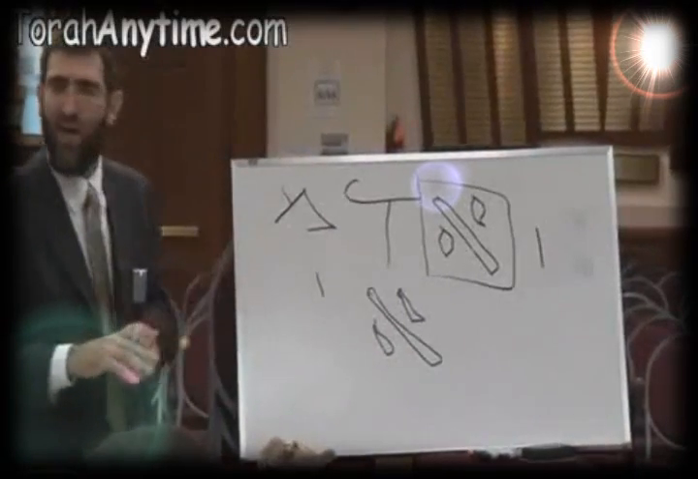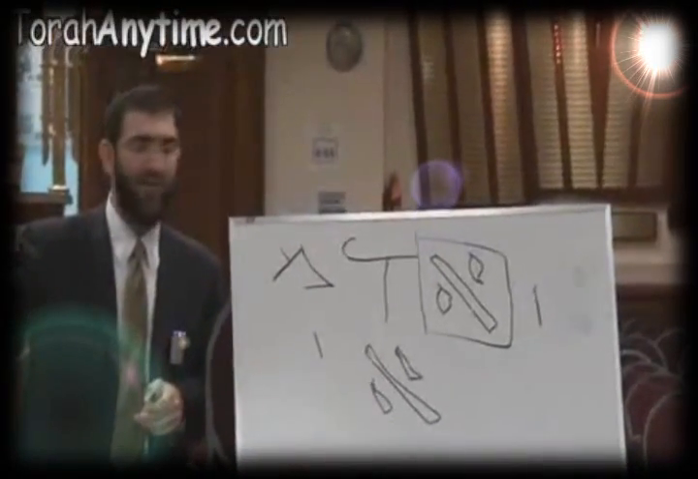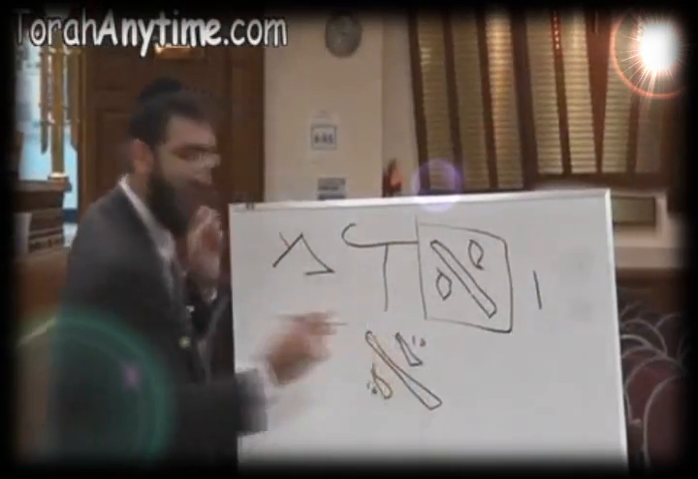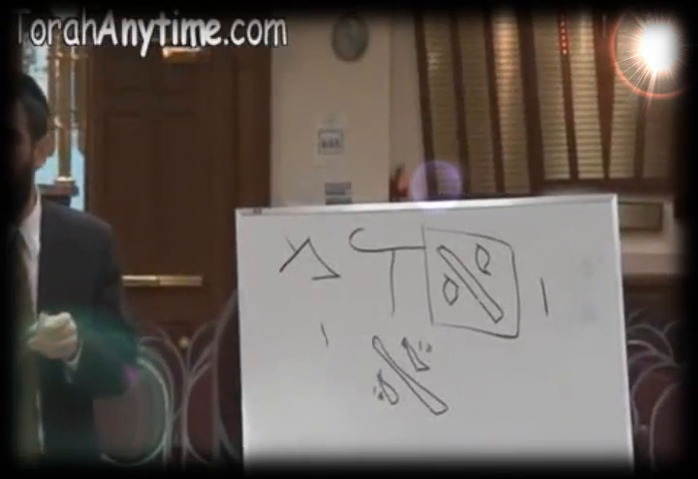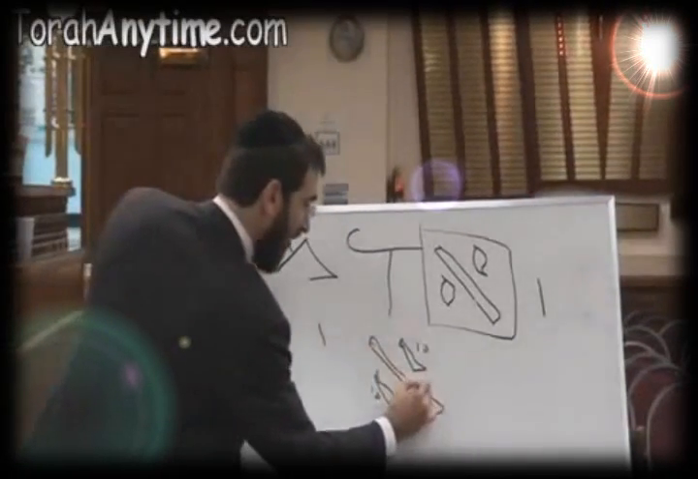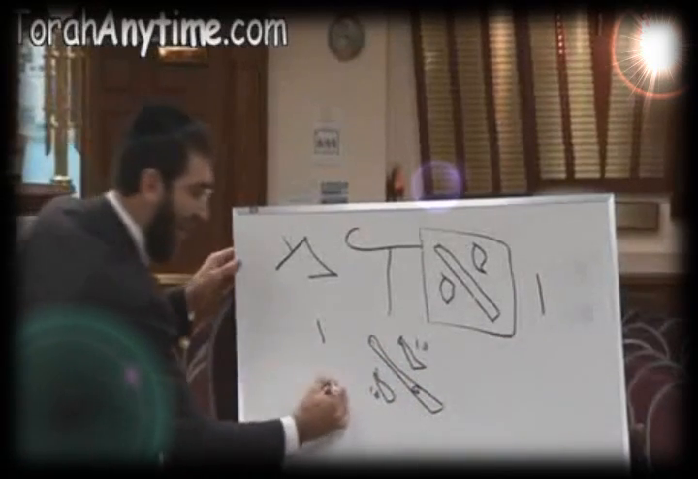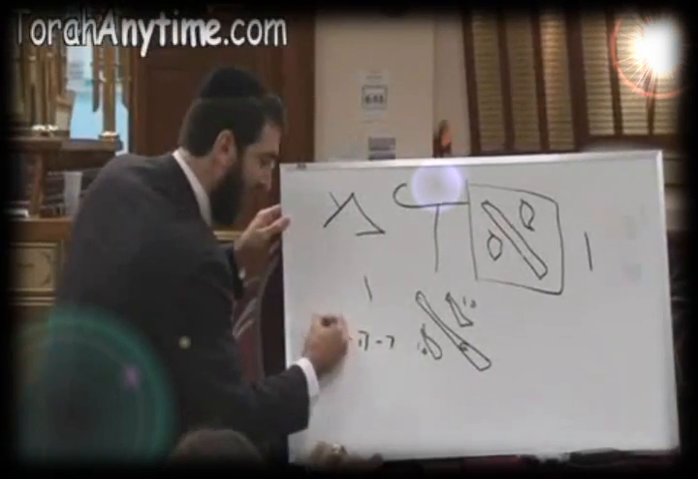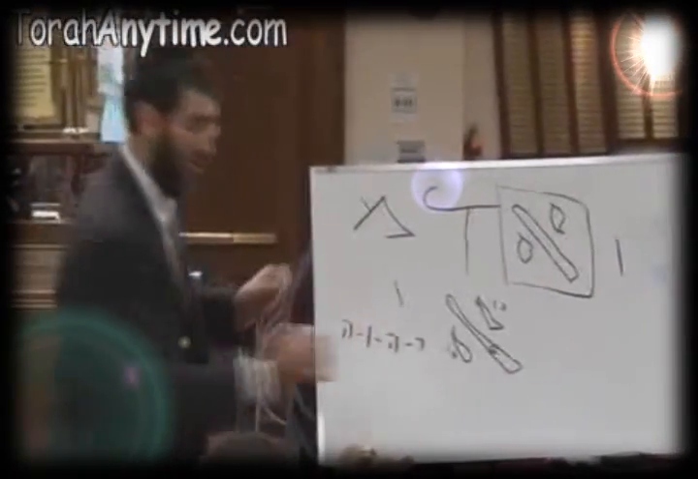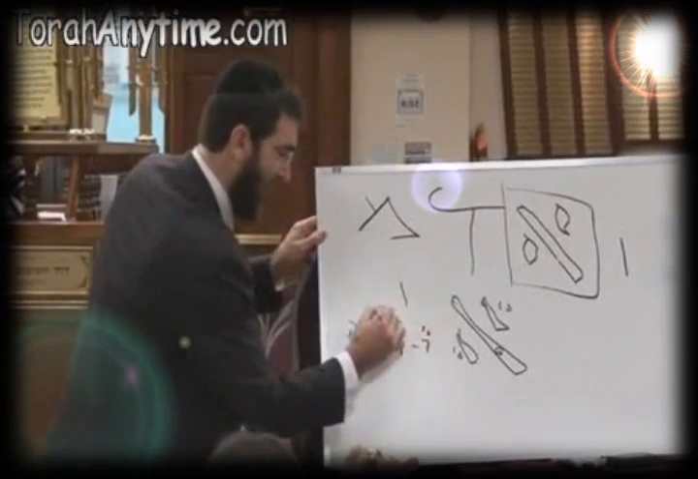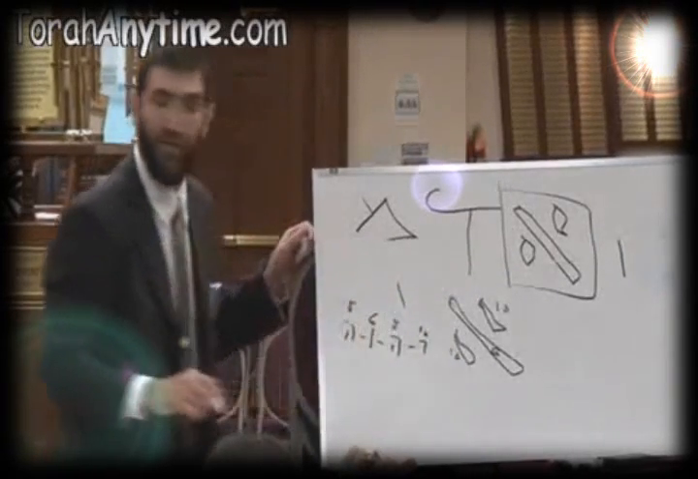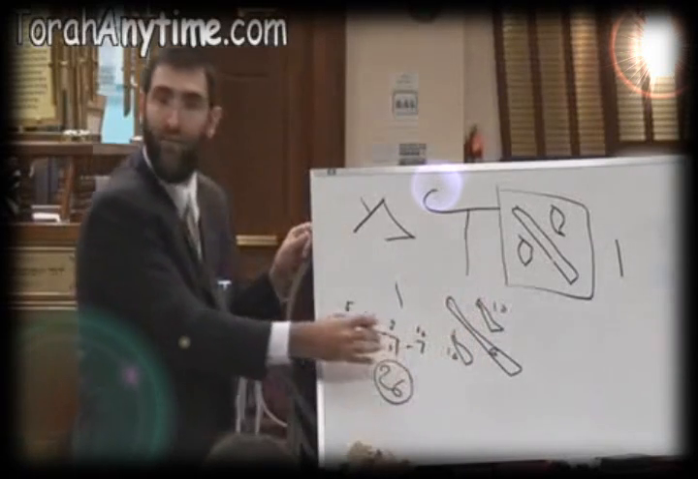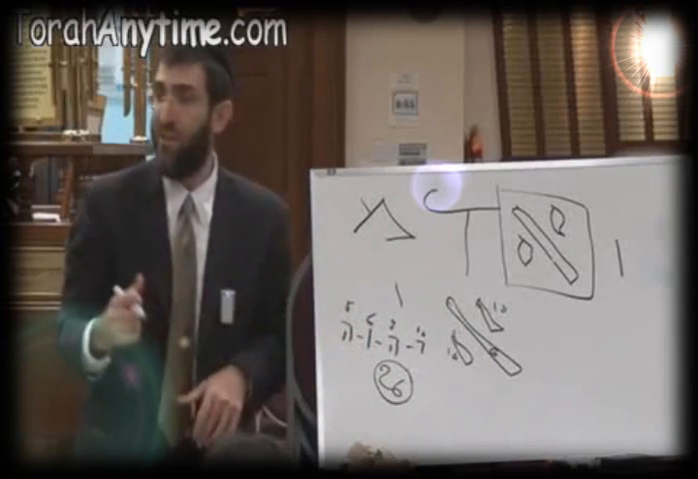Help me along. What's the numerical value of Yud? Aleph, Beit, Gimel, Dalet, Hey, Vav, Zayin, Chet, Tet, Yud. So I have Yud, Yud, and the numerical value of a Vav: Aleph, Beit, Gimel, Dalet, Hey, Vav, 6. That's interesting because that happens to be the same numerical value as this word. Yud, Hey, Vav, Hey. God's name. Yud is 10, Hey is 5, Vav is 6, Hey is 5. You add it together, what do you get? 26. So we see in the structure of the Aleph the same numerical value as God's name.